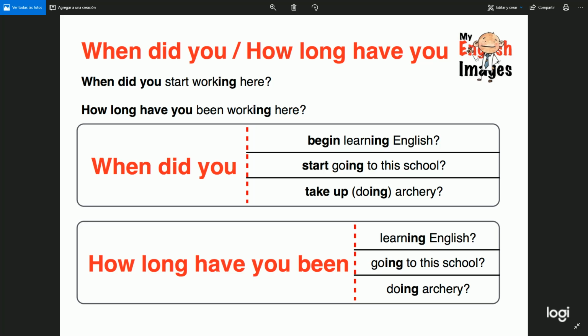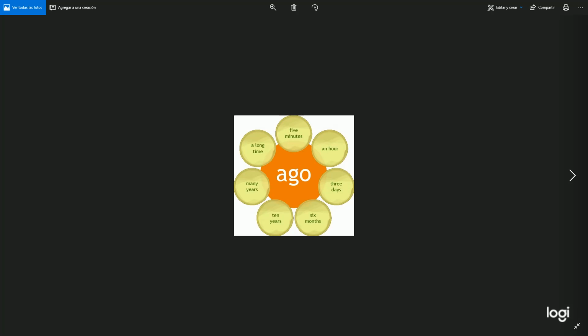How long have you been doing archery? I mean, how long time? How long ago? How long? What's the time involved here, guys? Alright, so how long have you been doing archery? You can say, since the teacher announced that in classes. Or for 6 months. Obviously, guys, we are talking about time.